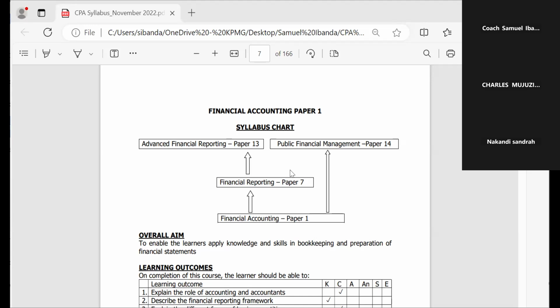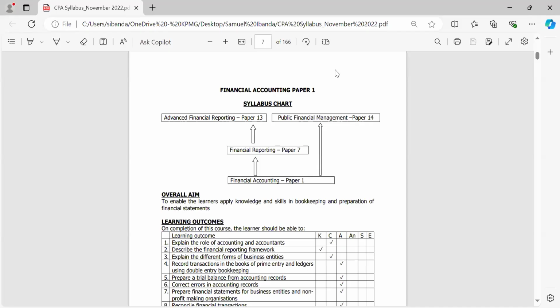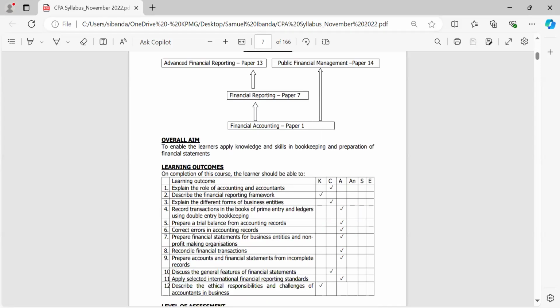It being paper one, of course, we learn quite a number of different things, and we have a guiding syllabus, and that is the syllabus I'm just trying to share on the screen. Every time you're studying financial accounting, it's quite important for you to have a guiding tool in regards to what am I studying, what does the examiner expect of me.